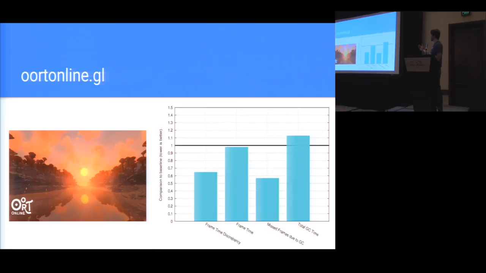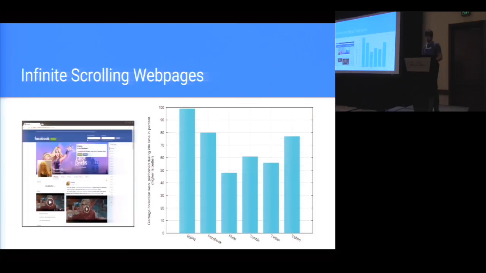But not everything improves. Lower is better here, right? What gets worse is that the total GC time increases by 12%, and this is because we proactively do garbage collection, so you will end up with more garbage collection work in the end. But if user experience gets better, well, so be it.